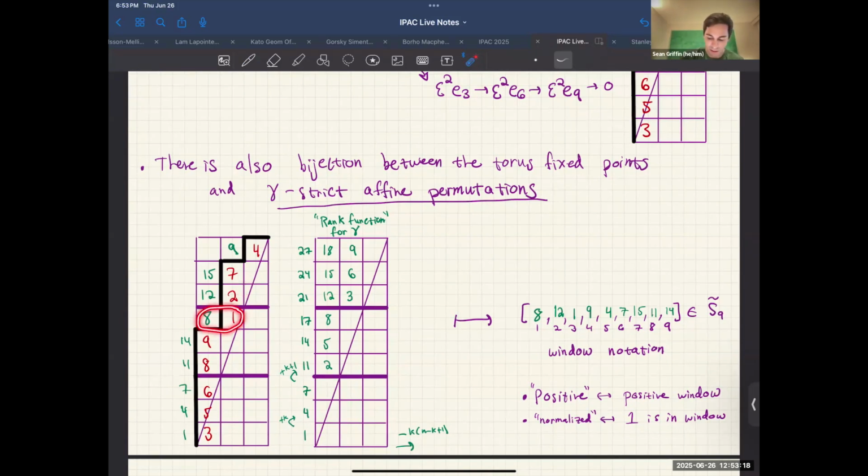So essentially 1 maps to 8. So 8 is the first thing in my affine permutation. 2 maps to 12, and then 3 maps to 1. So I have a 1 there, and so on. And essentially the positive condition corresponds to, we call this the window of an affine permutation, it corresponds to having only positive integers in this window. And the normalized condition corresponds to, well, you always have to start with this up step here in the lower left. So you always have rank 1. And in terms of the affine permutation, it just means that 1 has to appear somewhere in the window.